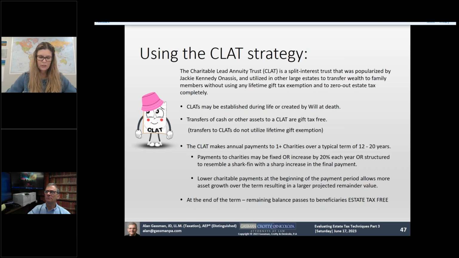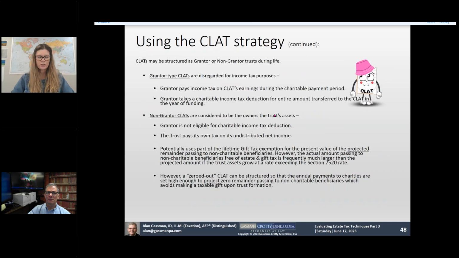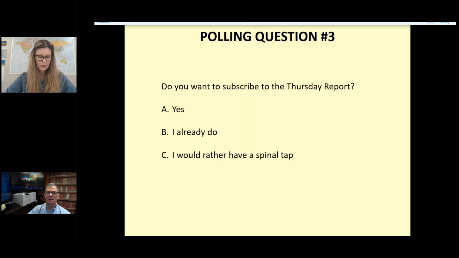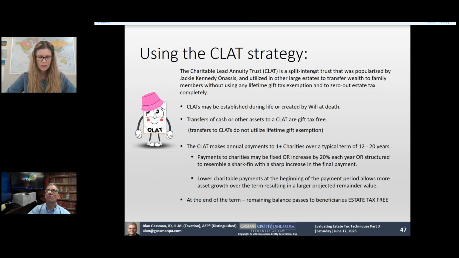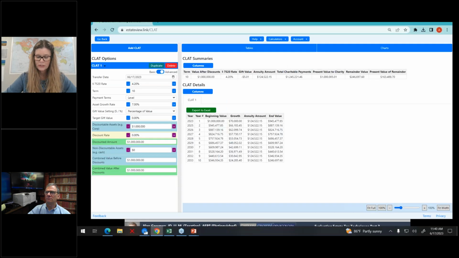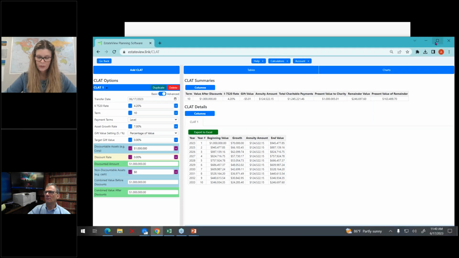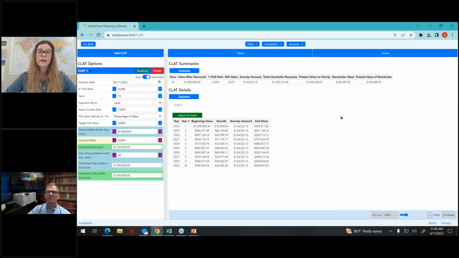I think there are some interesting differences between the lead trust and the remainder trust. The lead trust can be for any amount, and it could be lifetime. It's always out of the estate, and it doesn't use your gift, so that's the main thing.